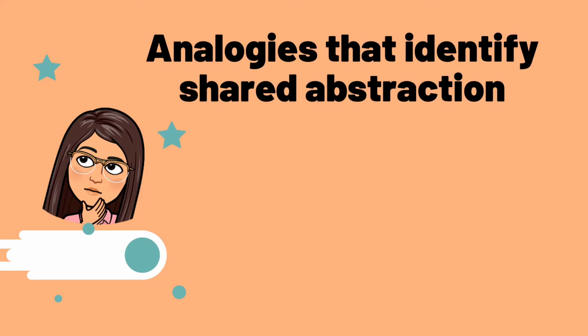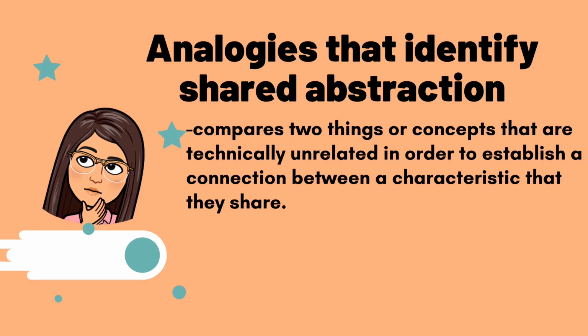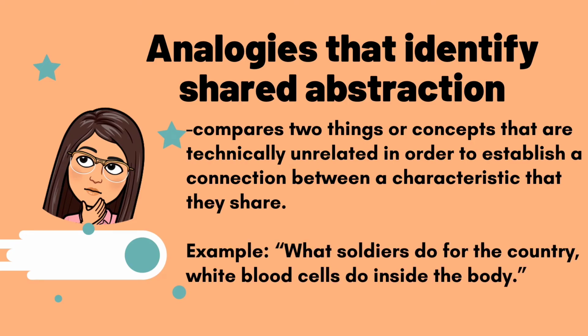Then we have analogies that identify shared abstraction. It compares two things or concepts that are technically unrelated in order to establish a connection between a characteristic that they share. Example, what soldiers do for the country, white blood cells do inside the body.